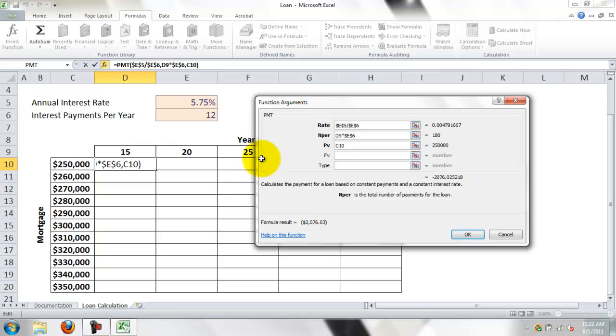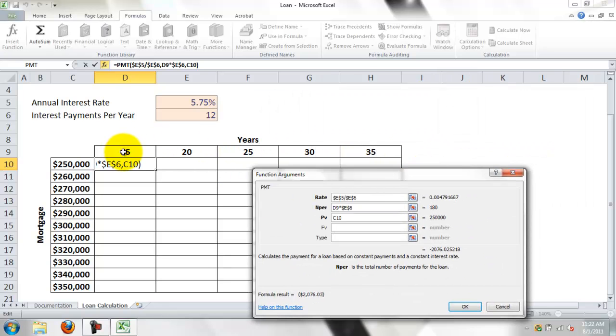Now for my D9, let's look at what that references. D9 is referencing 15 years. So that is going to change. When I copy this function across, I want it to always relate to, so I'm going to copy it from D10 over to E10. And when I do that, when I'm in this cell, I want it to be related to 20 years, not 15 years.